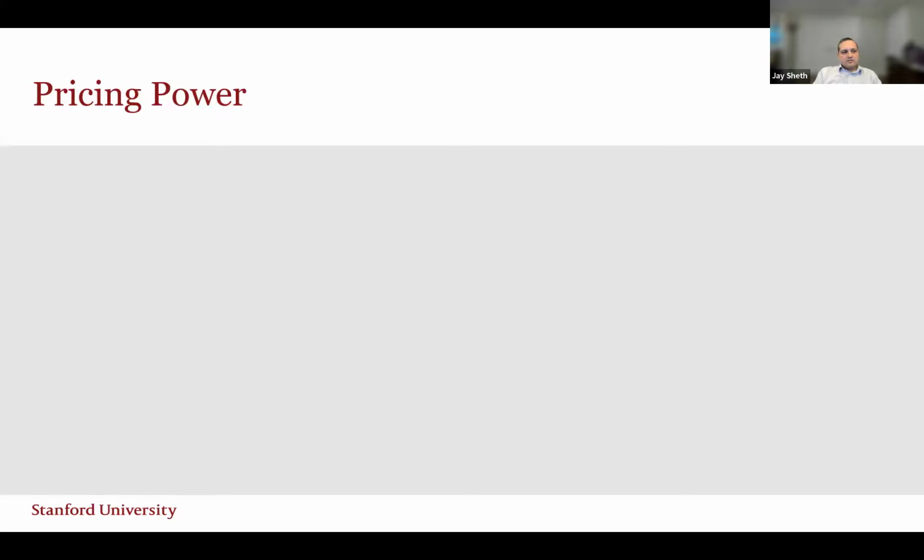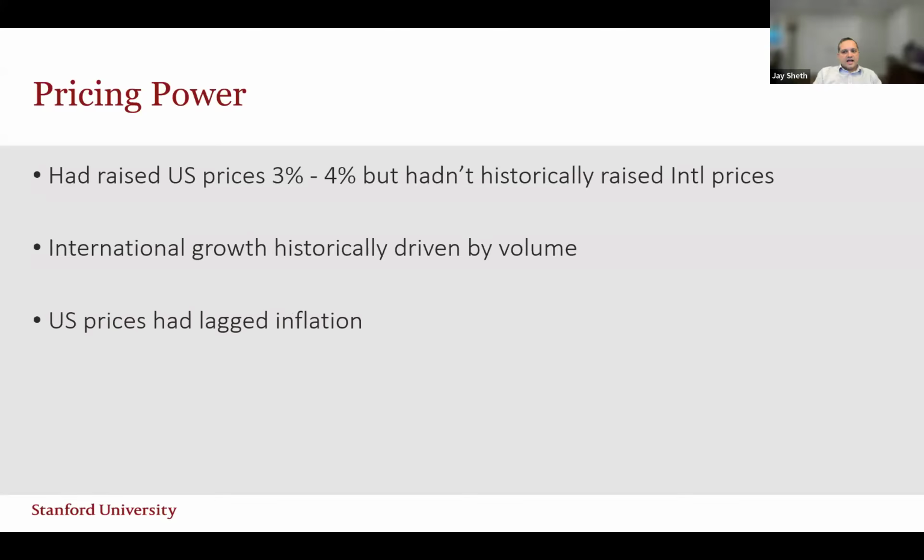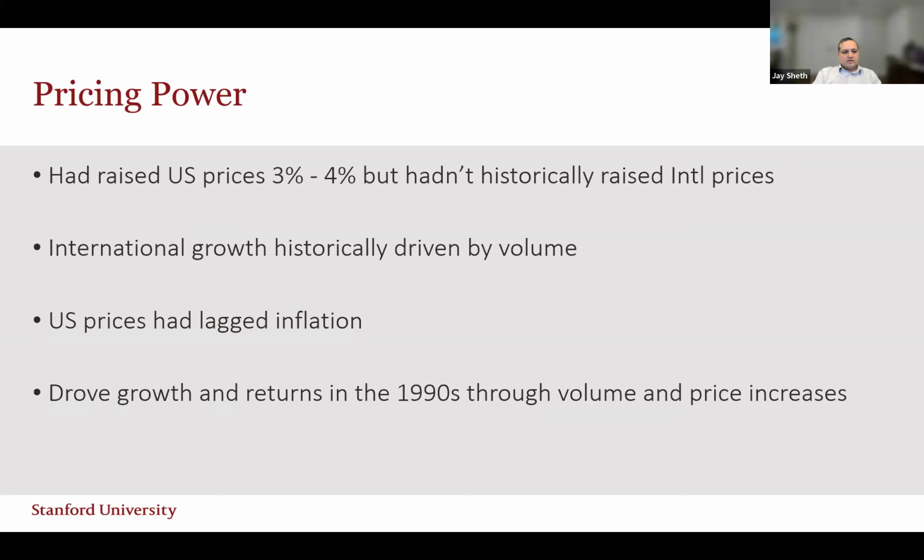Now, pricing power is the other big important secret. So, Coke had raised U.S. prices about 3 to 4% per year, but historically hadn't raised international prices. International growth had really been driven by volume, and U.S. prices had kind of lagged behind inflation. So even when raising prices 3 to 4%, we were in a time when inflation was much higher. And so really that's what drove the growth in the 90s: both the strong volume growth as well as the price increases that they had done.